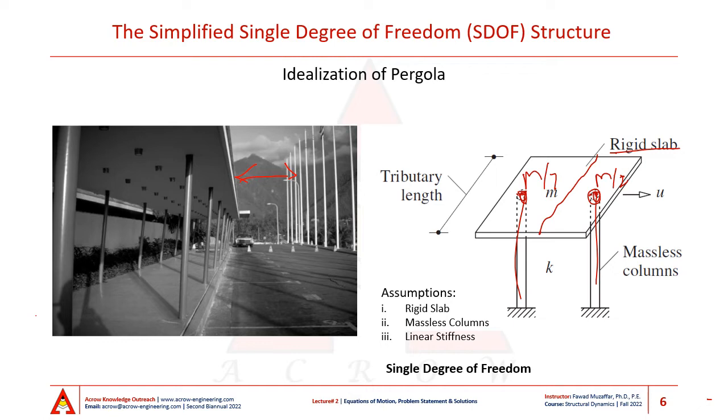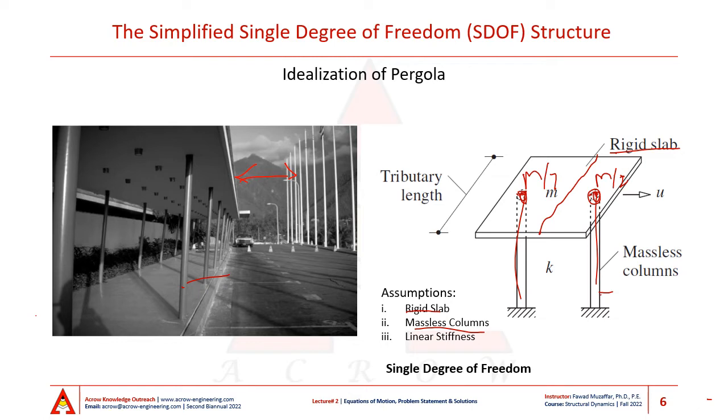Next, we assume that the columns are massless. How reasonable is this assumption? Well, the columns are hollow points, and therefore their mass is many times less than the mass of the slab at the top.